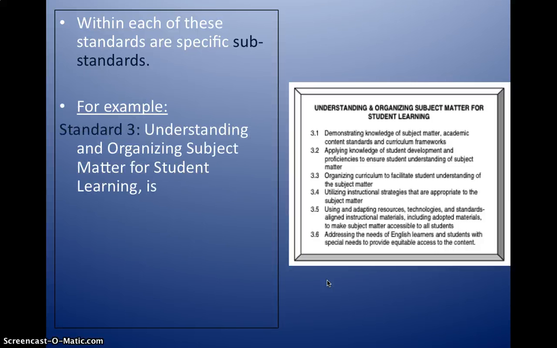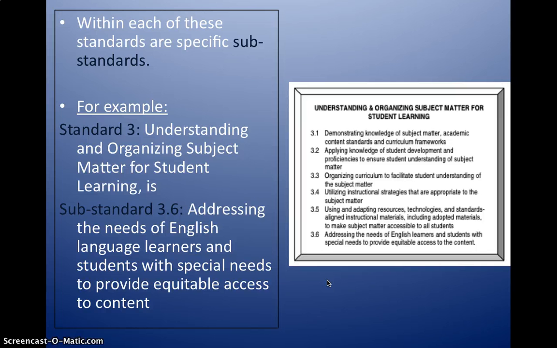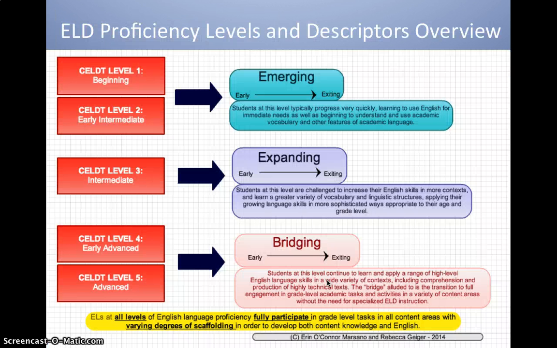For example, in Standard 3, Understanding and Organizing Subject Matter for Student Learning, is Substandard 3.6, addressing the needs of English language learners and students with special needs to provide equitable access to content. As a reminder, when referring to the proficiency of your EL students, please use the new terminology. What used to be called CELT Levels 1 and 2 will now be referred to as emerging. Students may be classified in the emerging category as early emerging or exiting emerging.